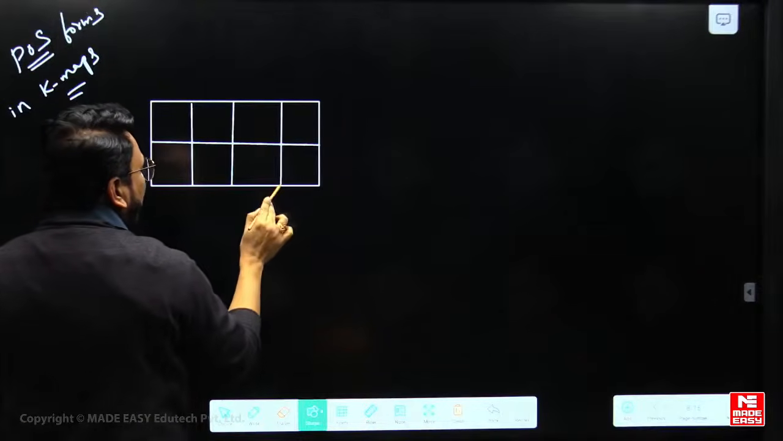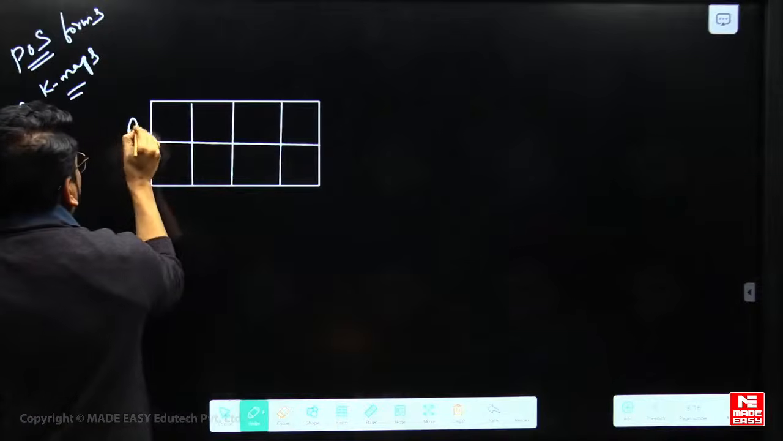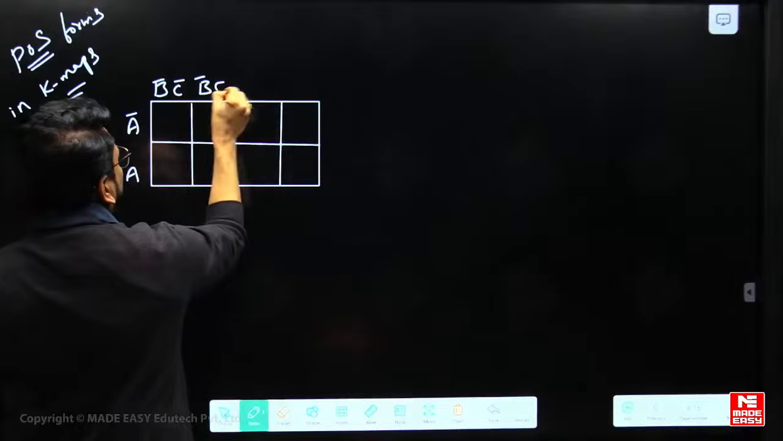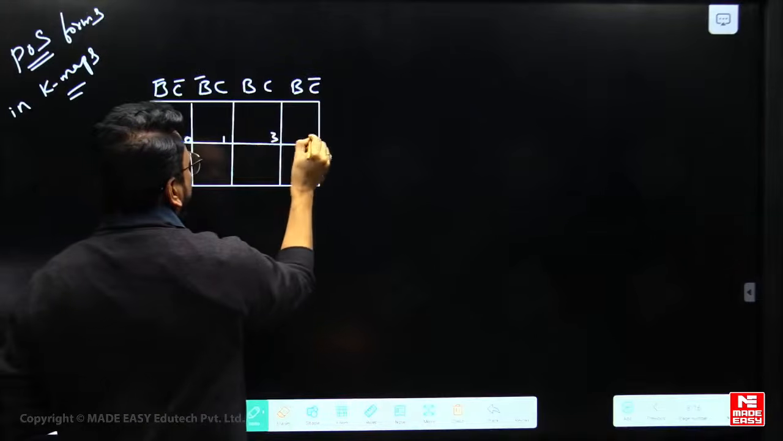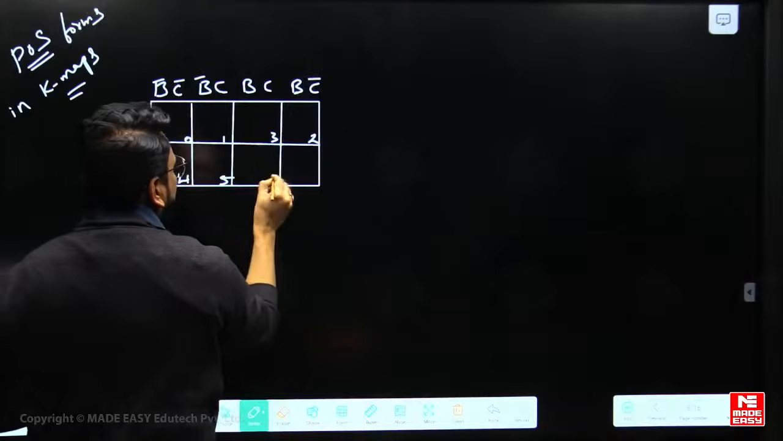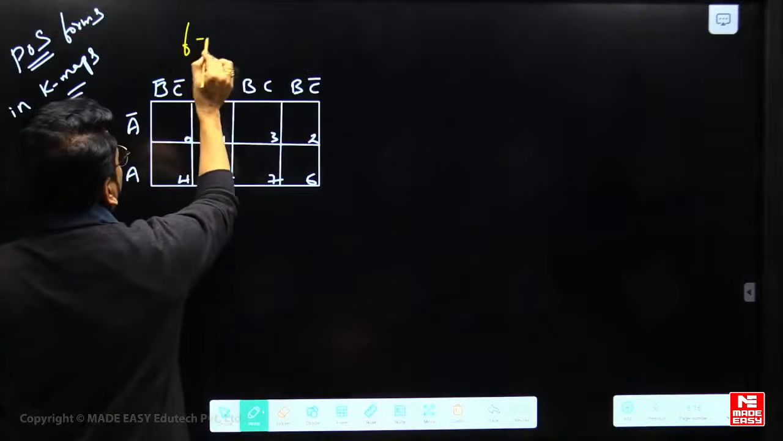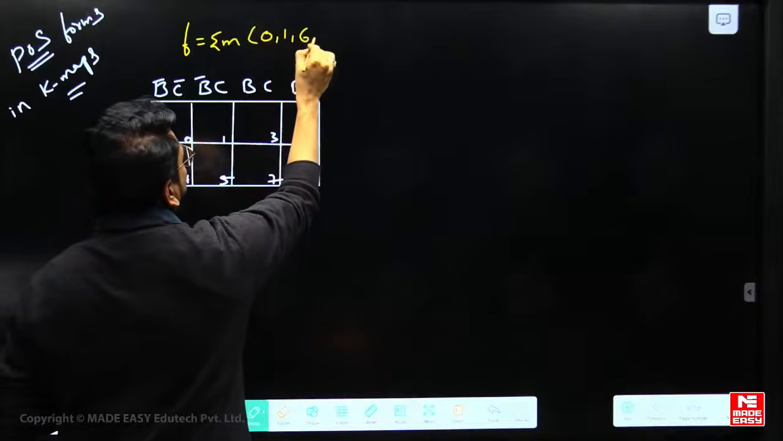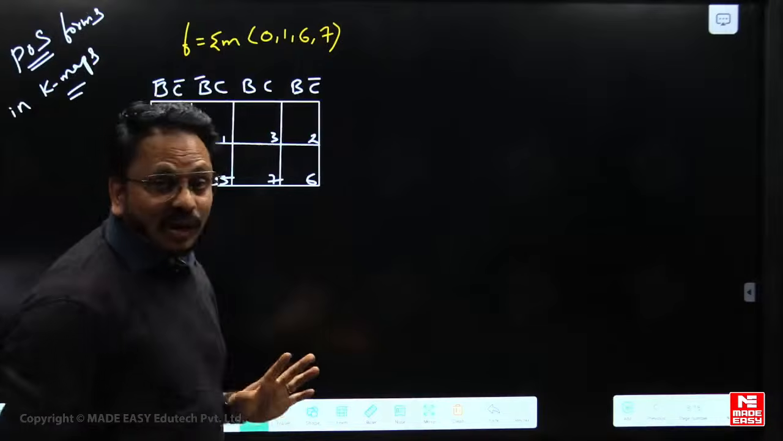So, they are giving one question. This is A bar, A, B bar, C bar, B bar, C, B, C, B, C bar. 0, 1, 3, 2, 4, 5, 7, 6. For example, they gave a question F equal to sigma small m 0, 1, 6, 7, my dear. This is the question and we have to solve that.